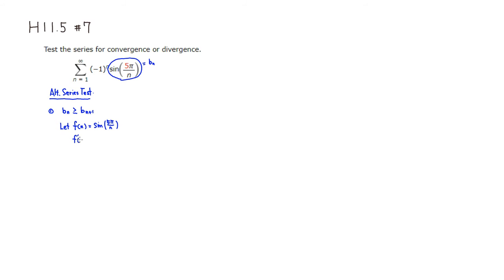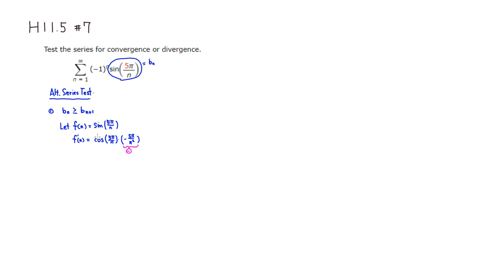So f prime of n is equal to, derivative of sine is cosine. Leave the inside function as it is and take the derivative of the inside function, 5 pi over n with respect to n, which would be negative 5 pi over n squared. We want to show that it's non-positive. This portion is definitely always negative, so that's good. And so we want this cosine to be positive.